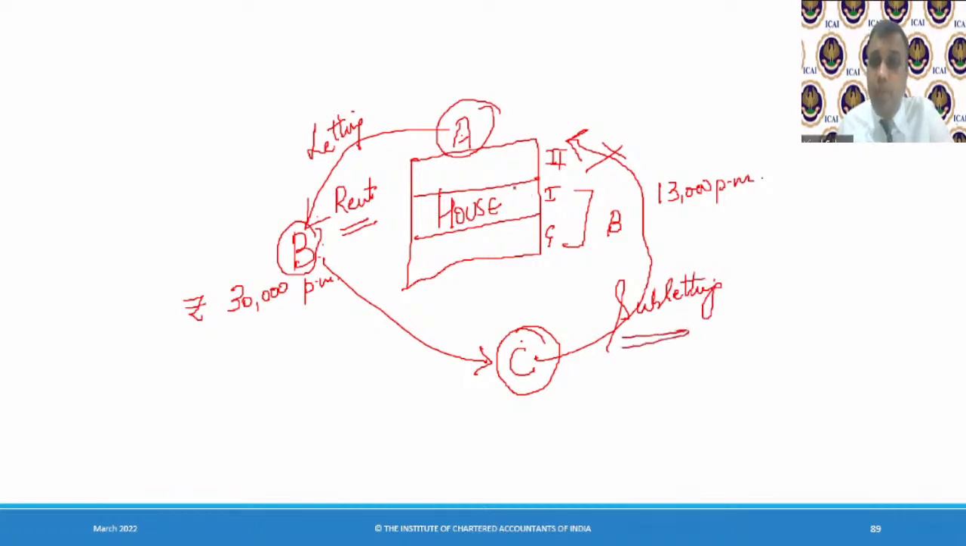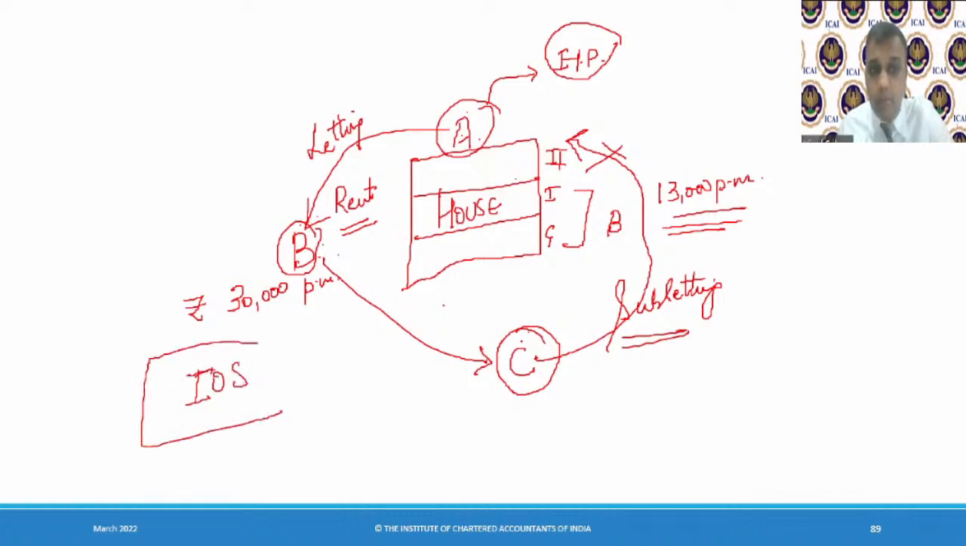So the rent which A is getting from B would be income from house property under taxation for A, because A is the owner. But for B, he is receiving 13,000 per month from C for one floor, and he is not the owner. So subletting income falls under income from other sources. This is the difference between letting and subletting.